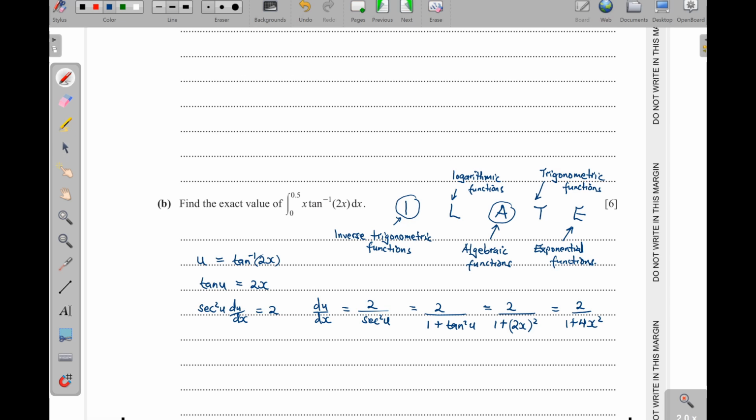Then the other function we are supposed to integrate, we call it dv dx, which is going to be equal to x. That means v is the integral of x with respect to x, which is going to be x squared over 2. I don't need to put this plus c because I won't need it in my expression for integration by parts.